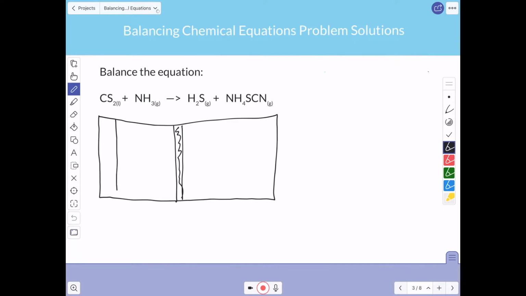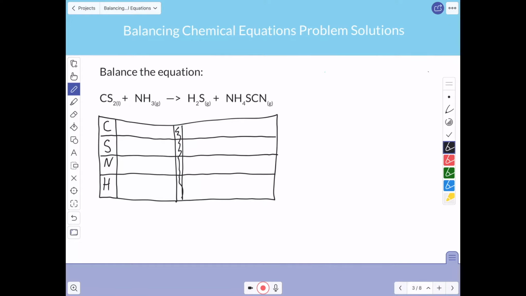And we list our elements: carbon, sulfur, nitrogen, and hydrogen. Make our rows. And we count. And this one might look pretty complicated at first, but let's go ahead and count and see what happens. So we've got one carbon on the left, on our reactant side.